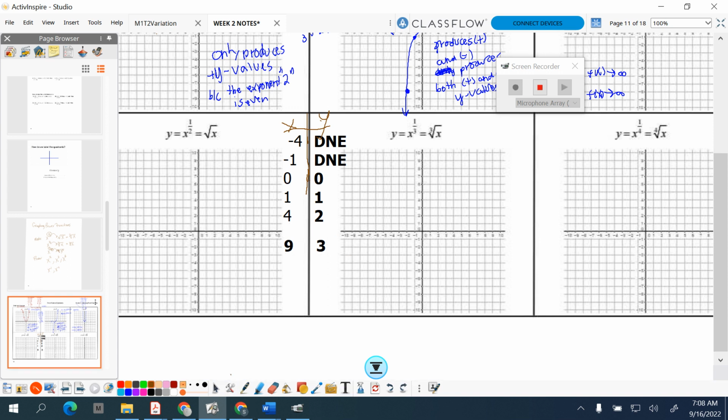So, 9 is right over here. So 9 and then up 3. So I have a point right there. Sorry, I'm having a little bit of trouble writing. Then I have 4 and up 2. Then I have 1 and up 1. And then I have 0 and 0. So I'm going to connect those curves here.